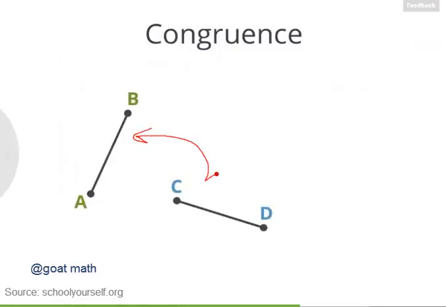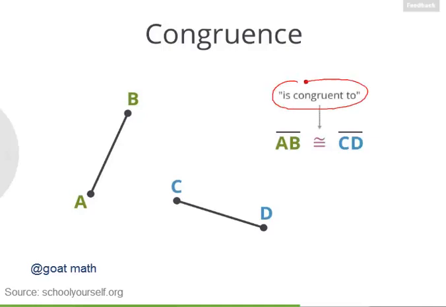So here are two congruent line segments, AB and CD, and they're congruent because they have the same length. Now there's a quick way to write down that two things are congruent, using this symbol here. It looks like an equal sign with a squiggly line on top, and you can read it aloud as "is congruent to." So this statement here says that line segment AB is congruent to line segment CD.